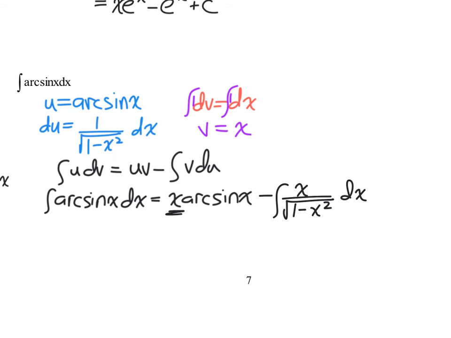All right, so uv minus the integral of v du, when I multiply the v and the du together, I get this beauty, the integral of x over the square root of 1 minus x squared. You're welcome. So then the question becomes, now what?